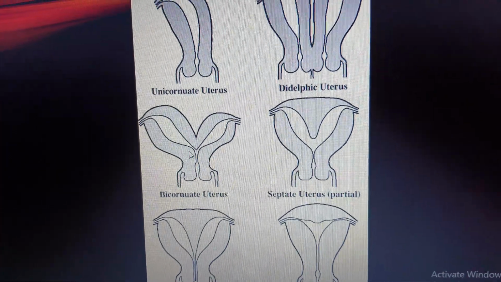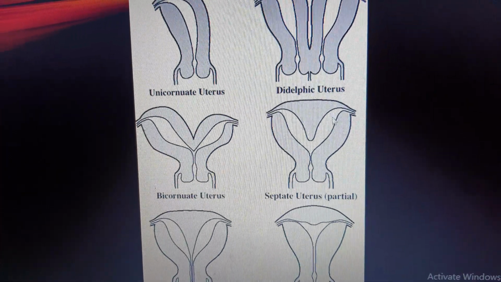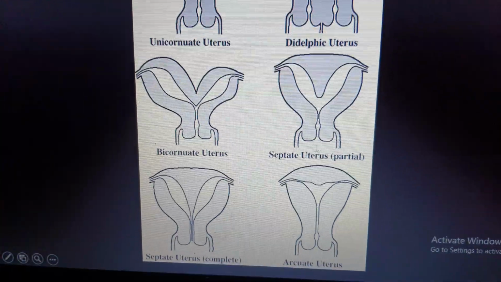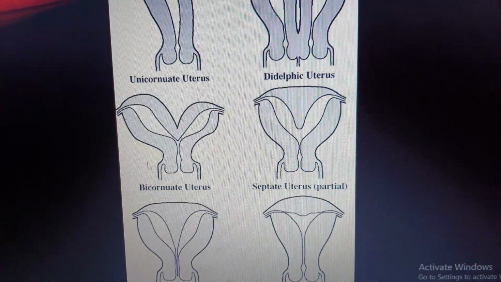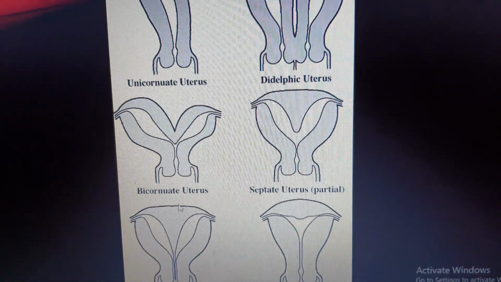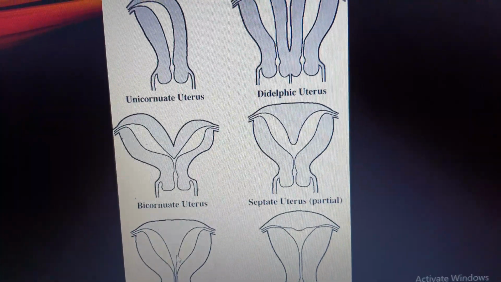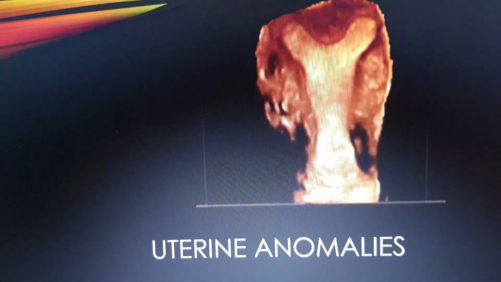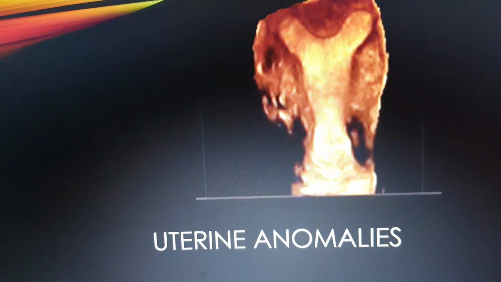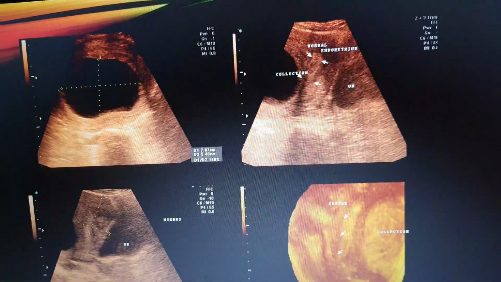And here the bicornuate uterus, and this is how the septate uterus is appearing, the arcuate uterus, and a complete septum of the uterus. These are different entities of some uterine anomalies, but actually they are not all the uterine anomalies.